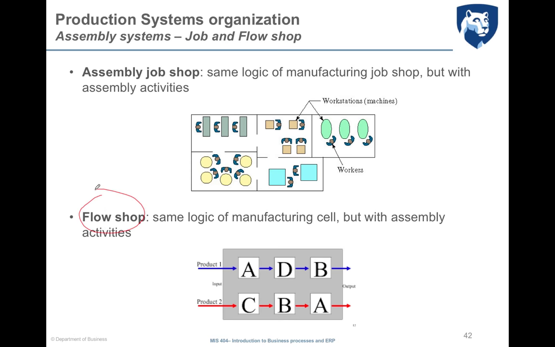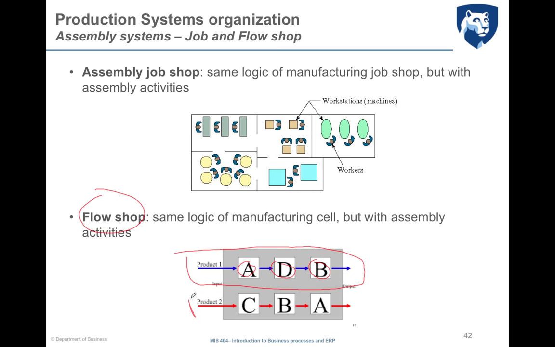The flow shop is no other than an assembly cell for the assembly system. So in the flow shop, there are all the operators and all the resources which are needed to perform the assembly activities of a single product. Again, this is a flow shop for product 1. We have 3 workstations, A, D, B, and these workstations are needed to assemble the product in its final configuration.